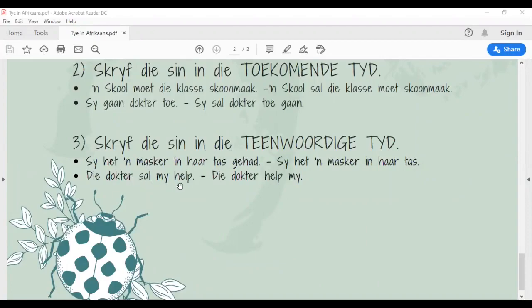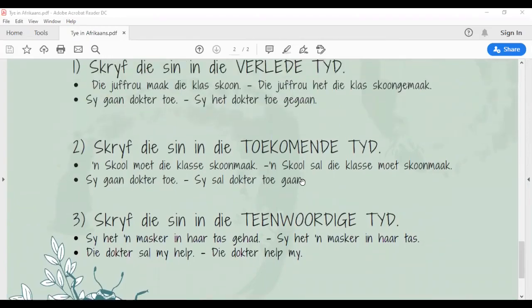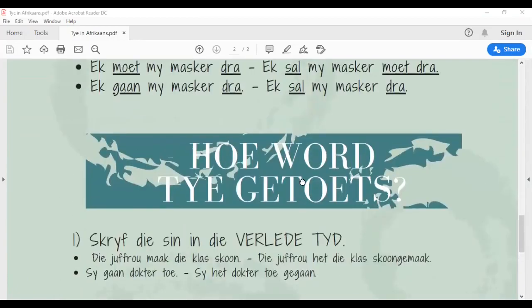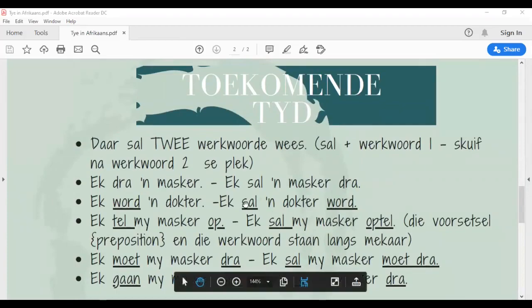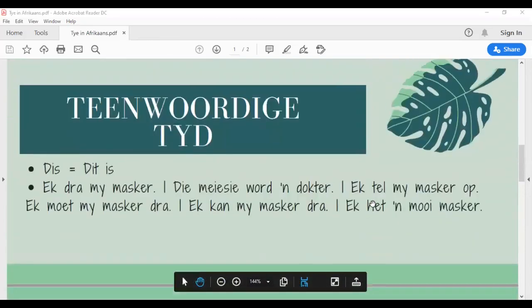Die dokter sal my help. Die dokter help my. En dit is dit. That is the easiest part of Afrikaans, the tenses. This is very easy to do in a test. Does anyone have a question for me about this work I've discussed now?